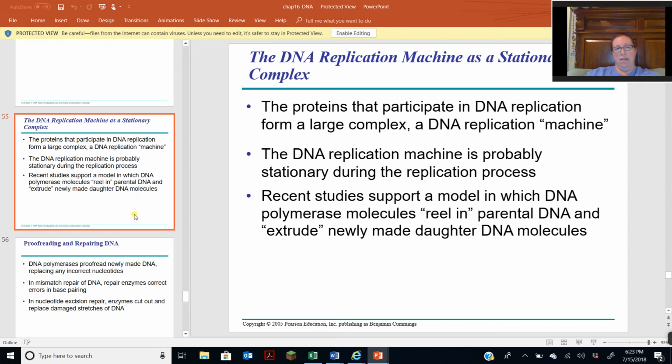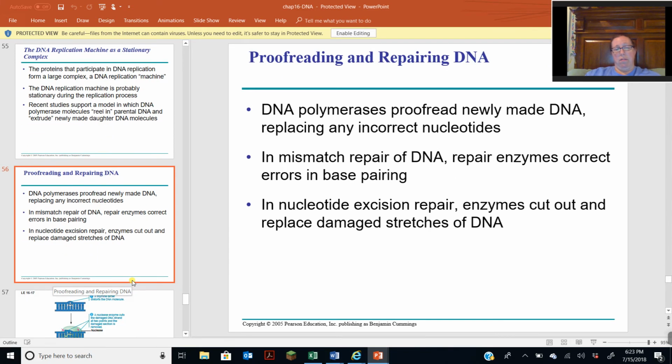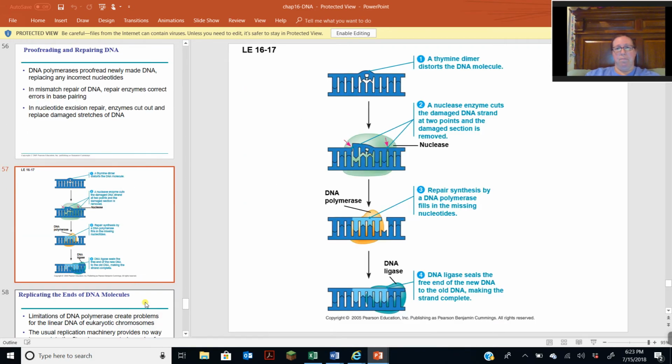So we already know that it's not stationary at all. Hopefully you don't think that. It would not be a good idea if we didn't talk about proofreading and repairing the DNA, because as you know, an error in the DNA can cause an error in RNA, which can cause an error in the protein. So there are so many places in this process, not just in DNA replication, but in the whole process, that can go wrong and cause problems.